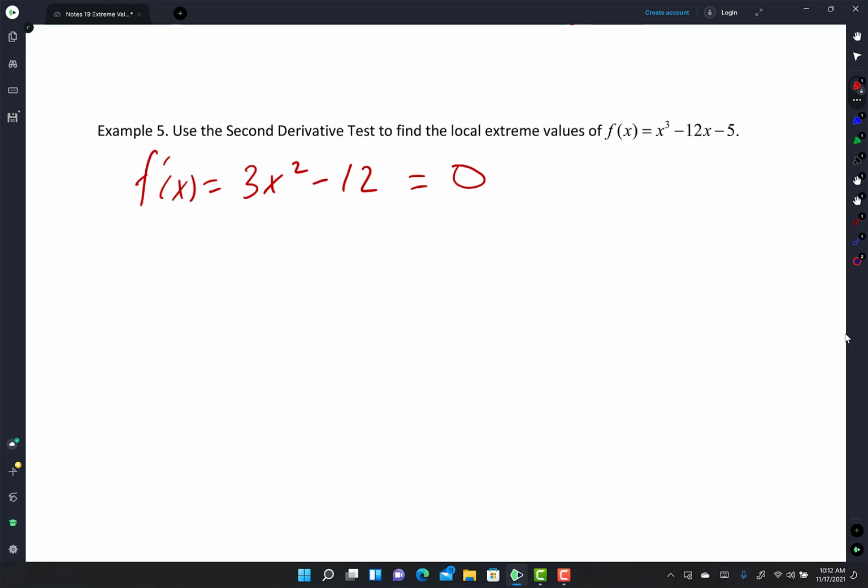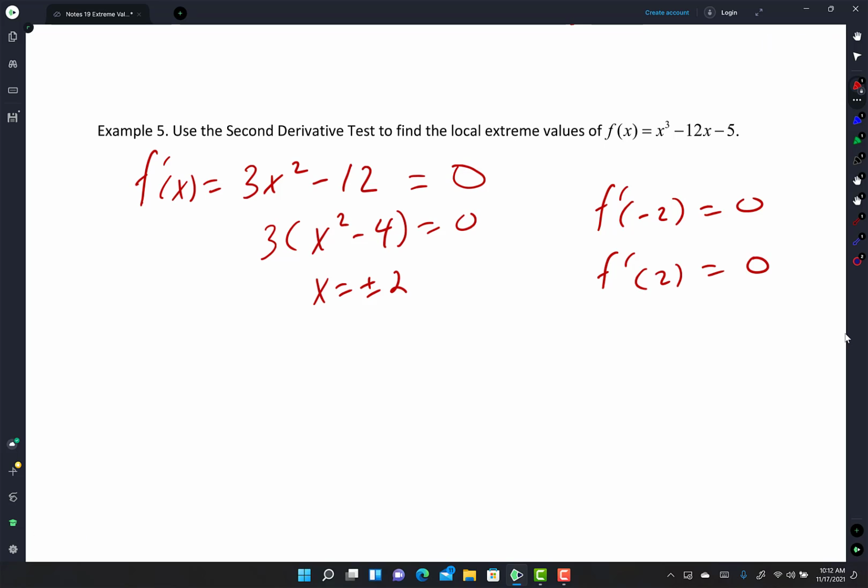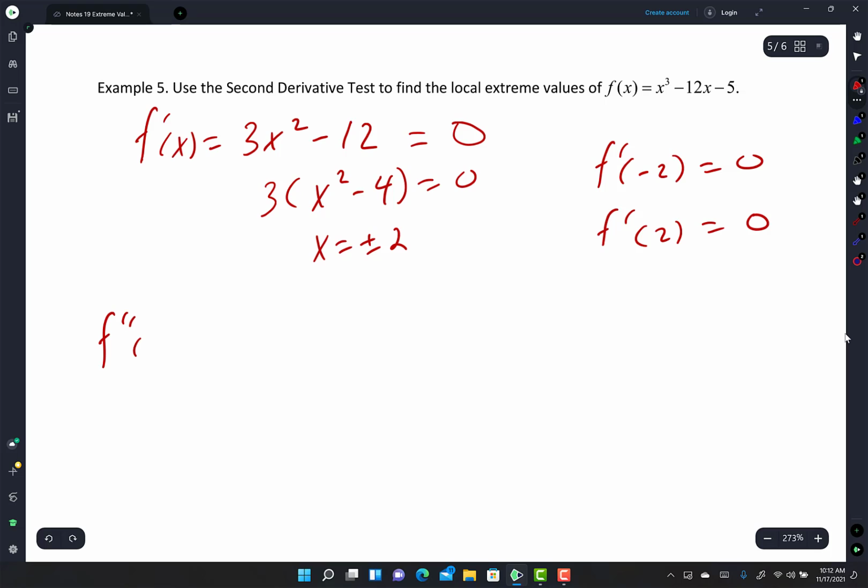Okay, so I'm going to factor out 3, and I'm going to have x squared minus 4. From there, I can say that x equals plus or minus 2. So these are critical numbers. F prime of negative 2 equals 0. F prime of 2 equals 0. Are we still okay? All right, I'm going to take my second derivative. F double prime of x equals, what's the derivative of 3x squared?